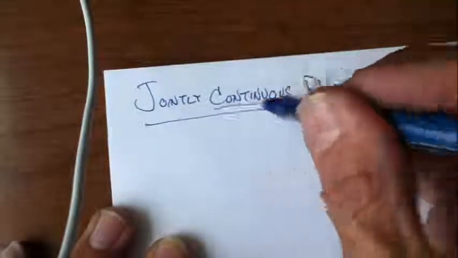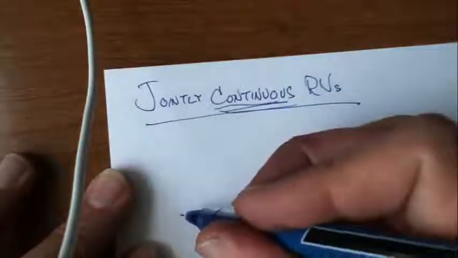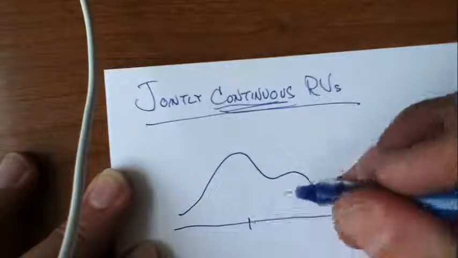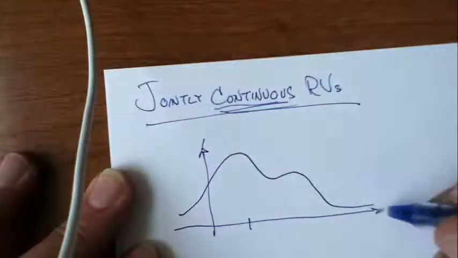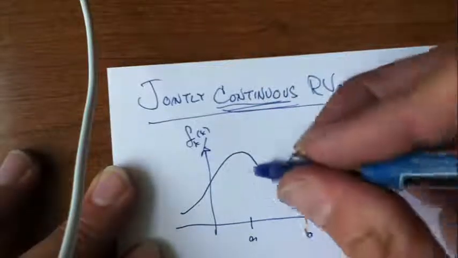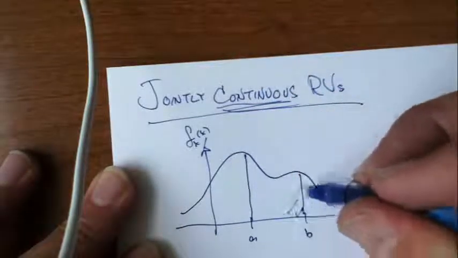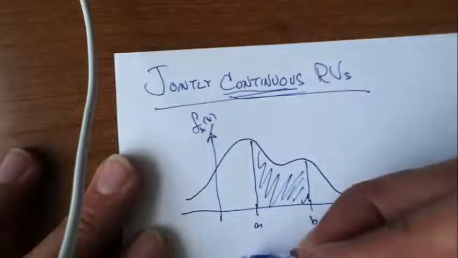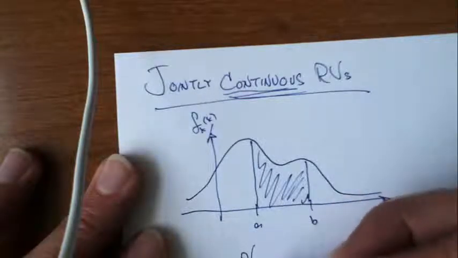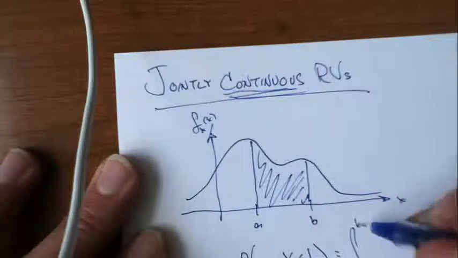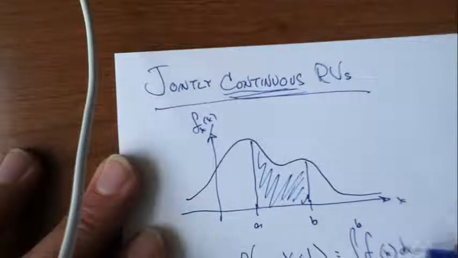Now let's talk about jointly continuous random variables. Remember when we talked about density functions for continuous random variables, and we said that the chance that this random variable takes on a value between a and b is just the integral of that function between a and b beneath the curve bounded by the x-axis? So the probability that x takes on a value between a and b is just the integral from a to b of f sub x of x dx.